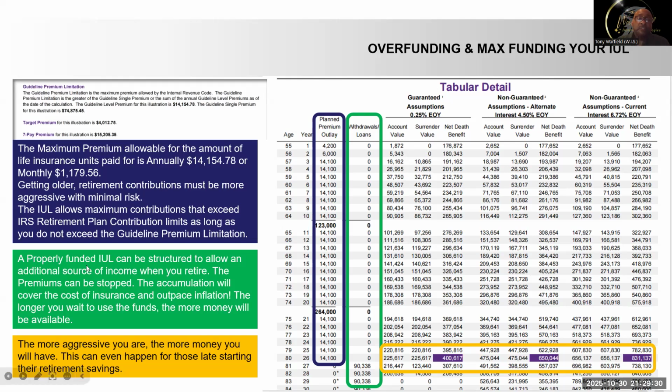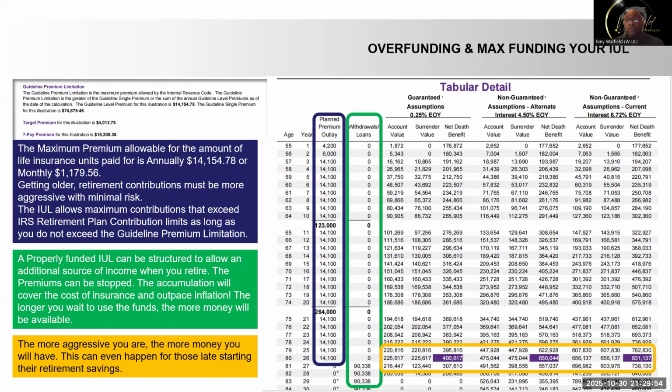So a properly funded IUL can be structured to allow an additional source of income when you retire. The premiums can be stopped. The accumulation will cover the cost of insurance and outpace inflation. The longer you wait to use the fund, the more money will be available for your retirement. The more aggressive you are, the more money you will have. This can even happen for those late starting their retirement savings.